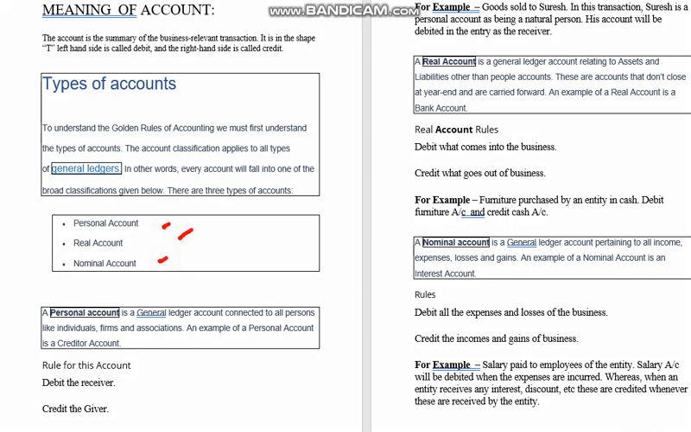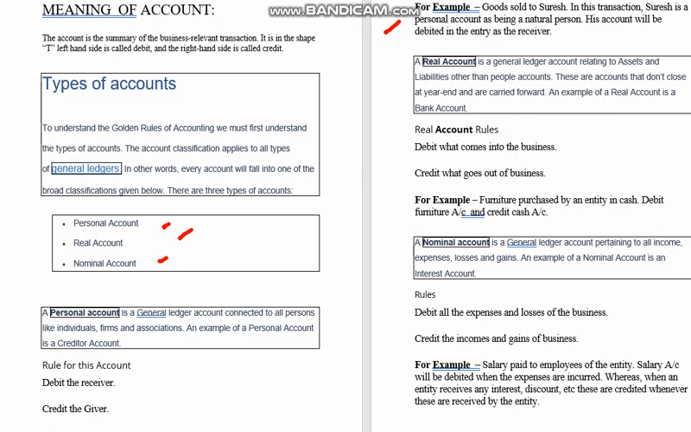Coming to the personal account, this account is related with persons. Generally business deals with two types of persons, creditors and debtors, and we maintain their accounts. The rule for this: if the person is the receiver, we have to debit. If the person is the giver, we have to credit. You can see the example here. Goods sold to Suresh. In this transaction, Suresh is a personal account. Being a natural person, his account will be debited in the entry as the receiver. So we have to debit the Suresh account.